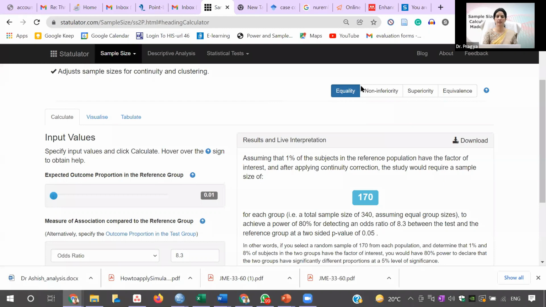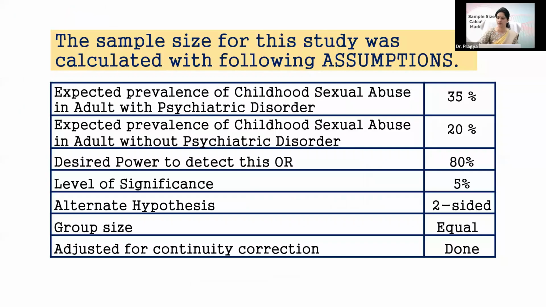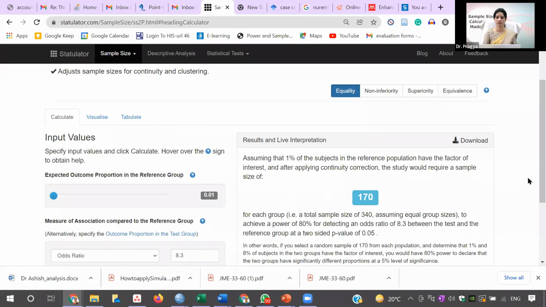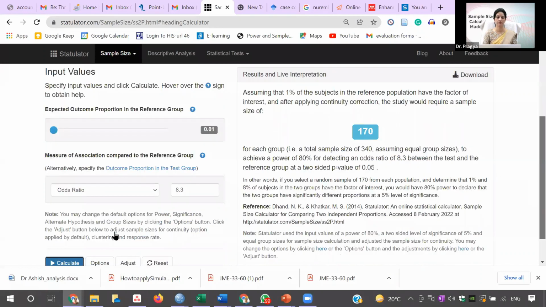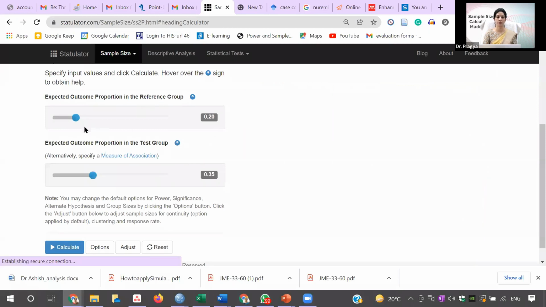So remember, it is the 35% and 20%. Okay, so 149 each. So let me check. So I'll again reset this. So with the two proportion, I'll use this 0.35. And here it is 20%.